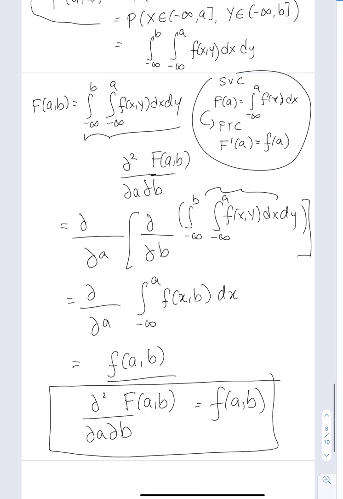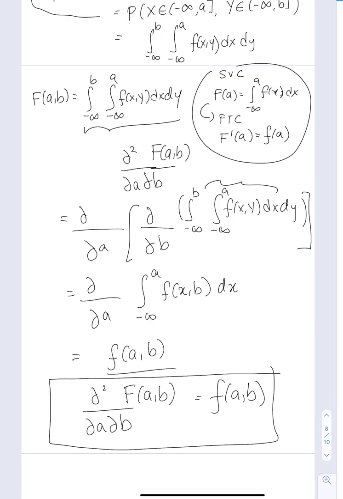Okay, so these two boxed identities that I've written, one on the top of the page here, one on the bottom, show you the relation between the two. It's just like we had in the single variable case, but now we have two variables going on. All right, so I hope this makes sense to you.